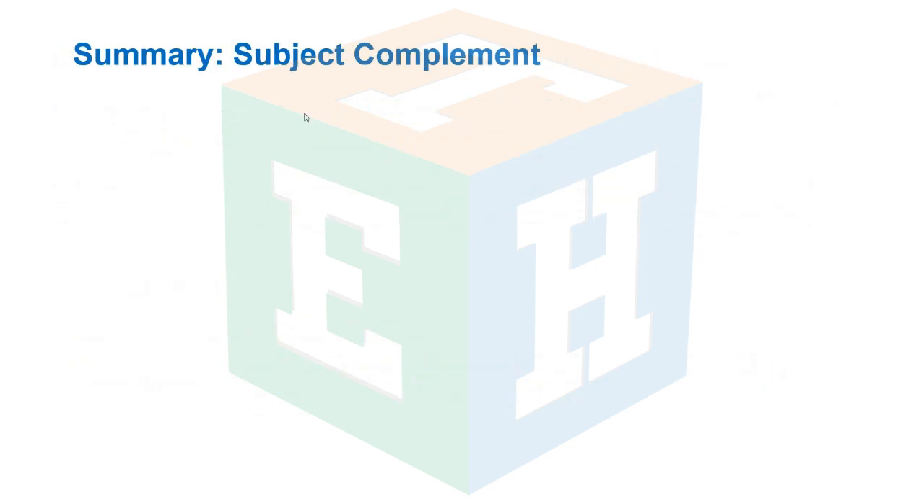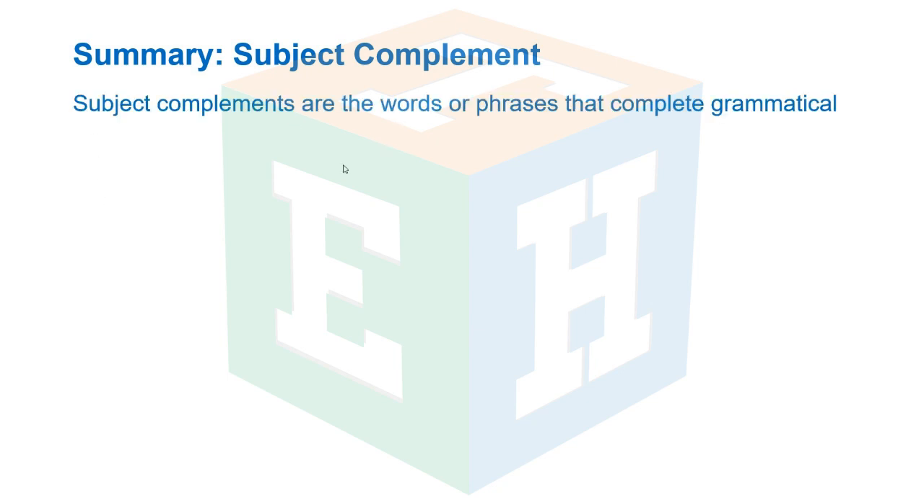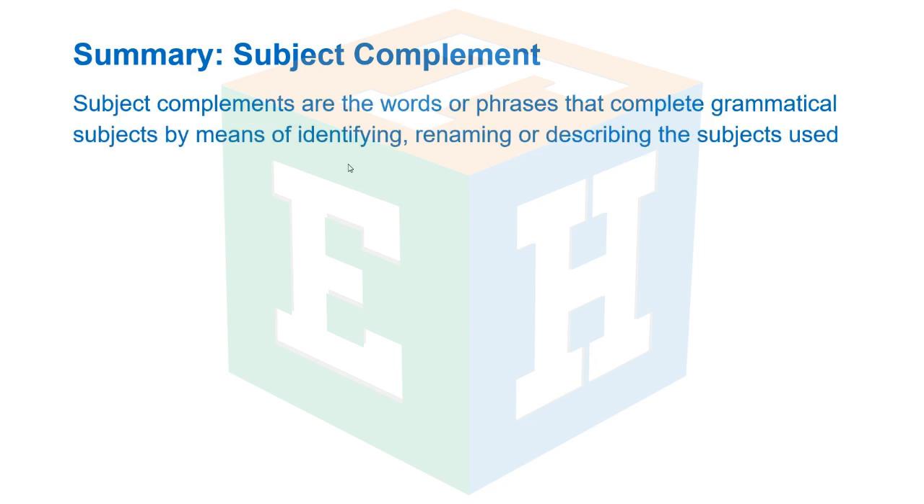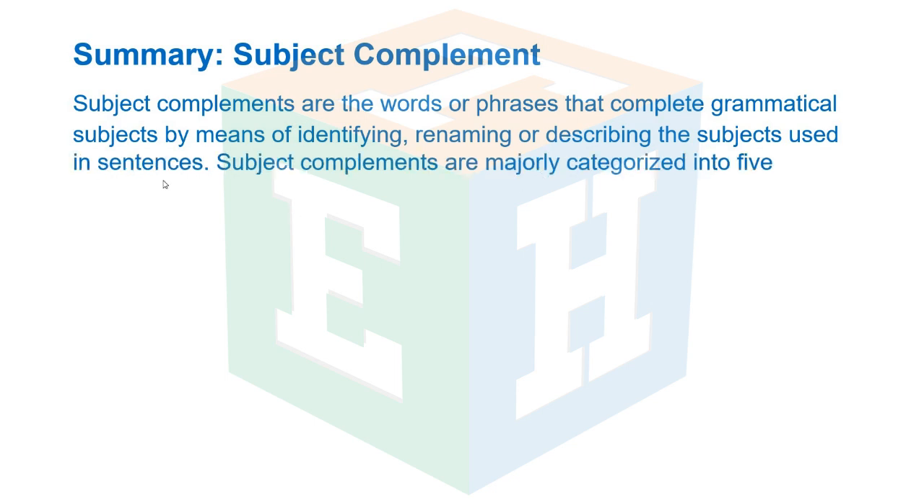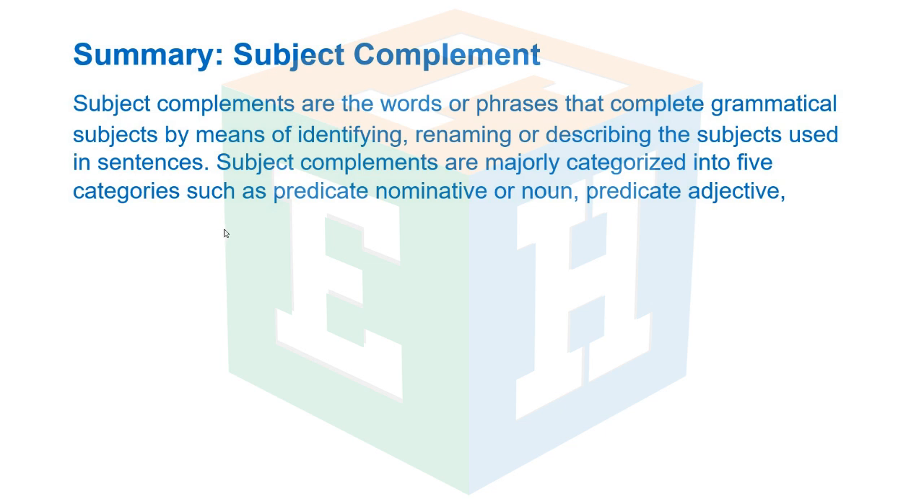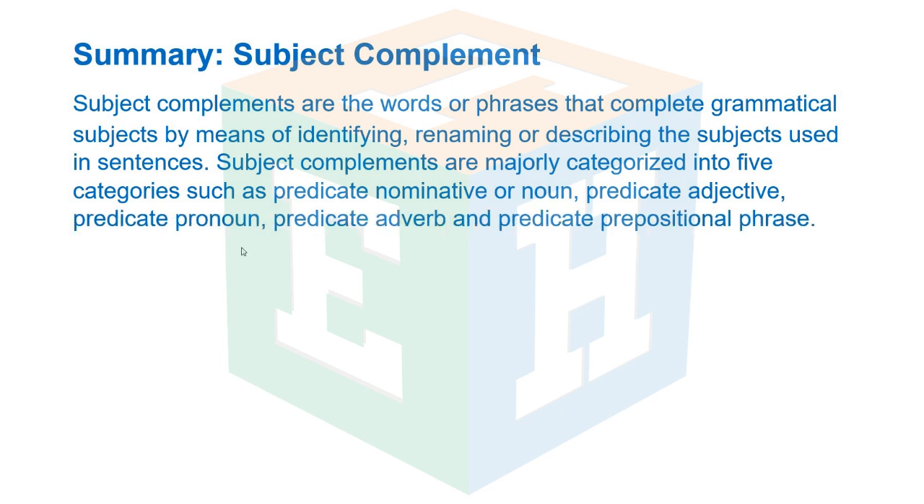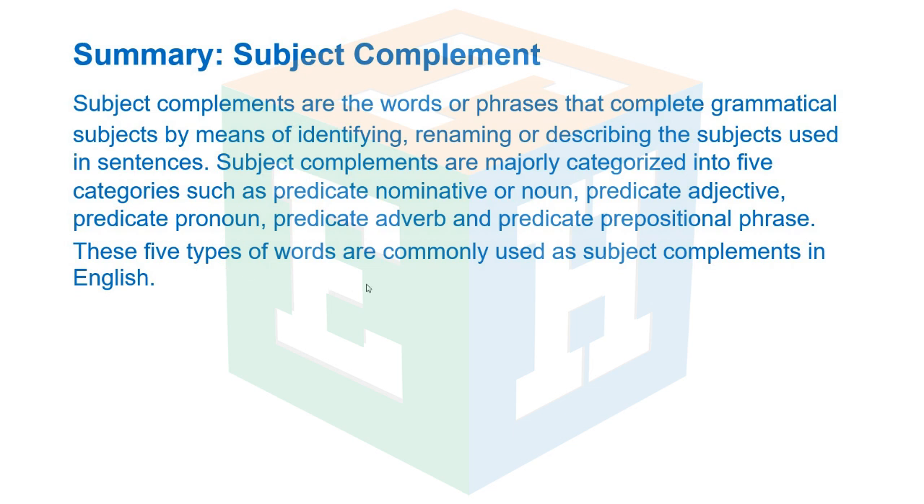Summary, subject complement. Subject complements are the words or phrases that complete grammatical subjects by means of identifying, renaming, or describing the subjects used in sentences. Subject complements are majorly categorized into 5 categories, such as predicate nominative or noun, predicate adjective, predicate pronoun, predicate adverb, and predicate prepositional phrase. These 5 types of words are commonly used as subject complements in English.